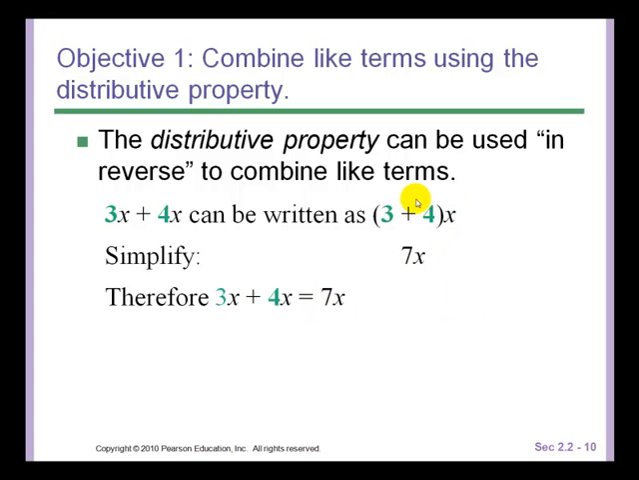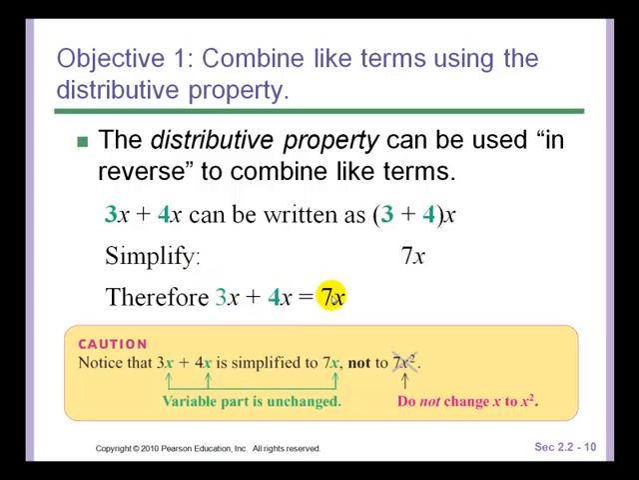In the next few examples, we will continue to use this process. However, in your homework, on your quizzes, and on your test, I do not expect you to go through this process. Hopefully, you will be able to see 3x plus 4x and realize it is the same as 7x.